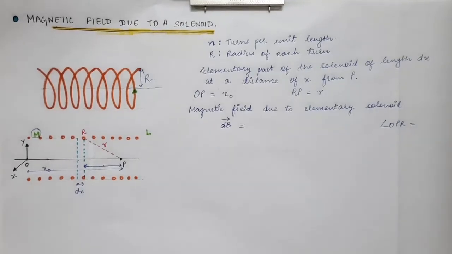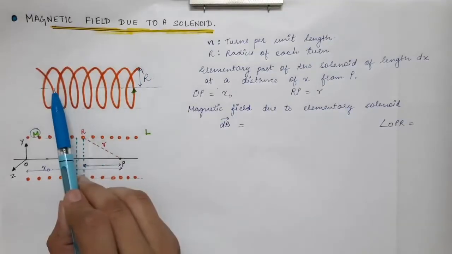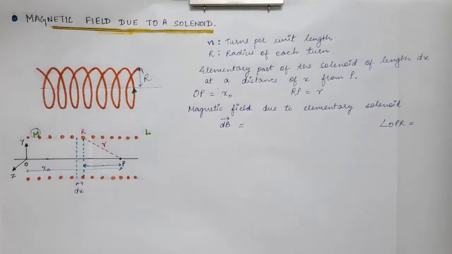In this lecture, we are going to find out the expression of magnetic field due to a solenoid on its axis. In the previous case, we discussed the magnetic field due to a current carrying circular coil. So the number of turns over there was just equal to 1. So what if you have a large number of turns and you want to find the magnetic field on any point on this axis of the solenoid? So how do we find it?